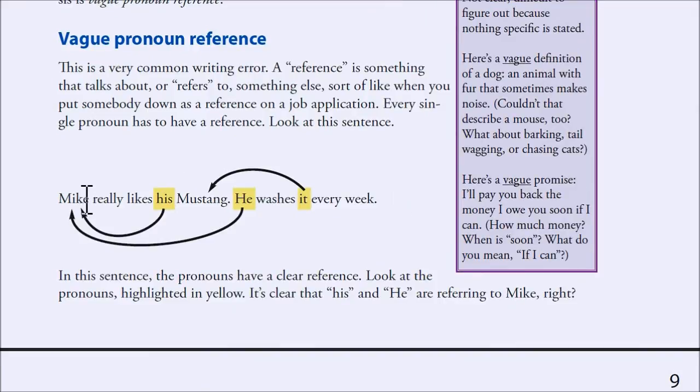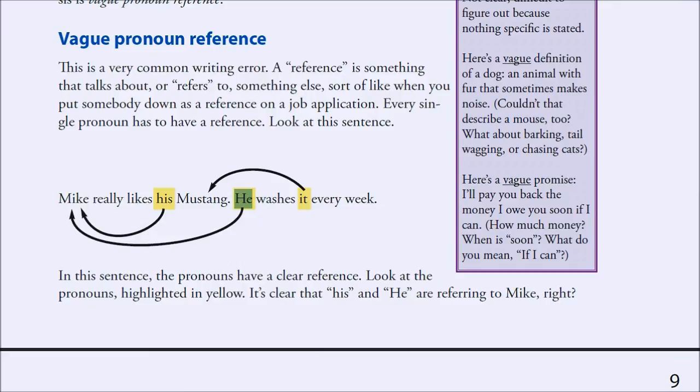When you have a pronoun, it refers to a noun. For example, Mike really likes his Mustang. Okay, his is the pronoun. It obviously refers to Mike. He washes it every week. Well, it is the pronoun. It obviously refers to the Mustang. That's called a pronoun reference. This is the pronoun, and what it refers to is Mustang. That's called the pronoun reference. Here's he. It's a pronoun. What's the pronoun reference? Mike.